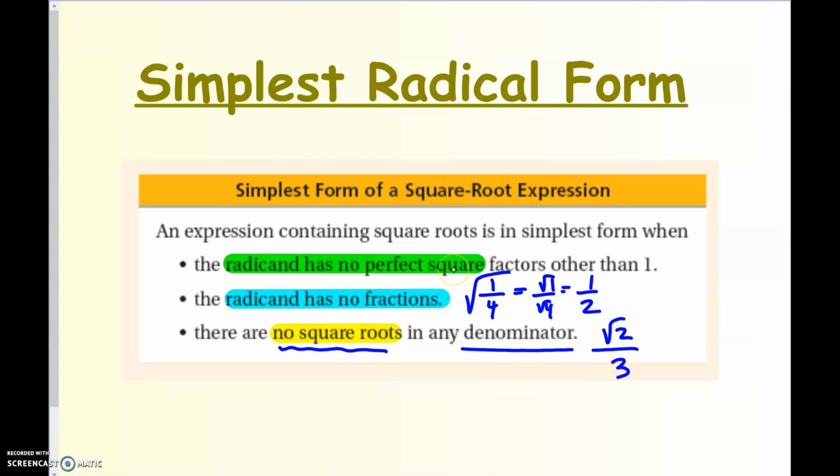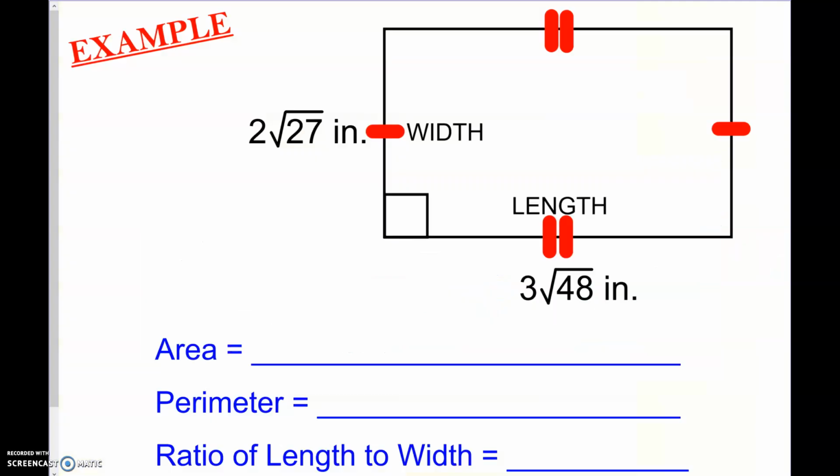The radicand has no perfect squares left in it. So if you have the square root of 8 over 3, this radicand 8 has a perfect square in it. So we would have to split this up into 2 root 2 over 3. You can't have any perfect squares in the radicand, you can't have any square roots in the denominator, and you can't have any fractions. It's got to be able to be simplified to do that. Alrighty, so let's try and put these rules in place.